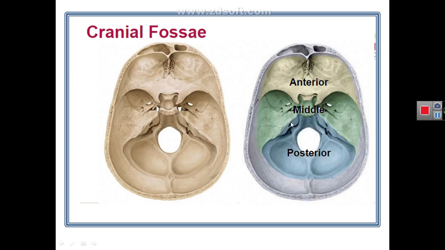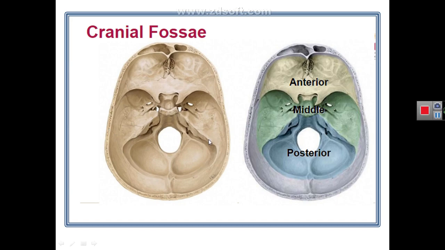The cranial cavity of the skull could be seen when we remove the cranial vault or the brain cup or the calvaria. And you can see here the cut margin showing an inner compact bone and outer compact bone, and in between these is a spongy bone which is called diploe.